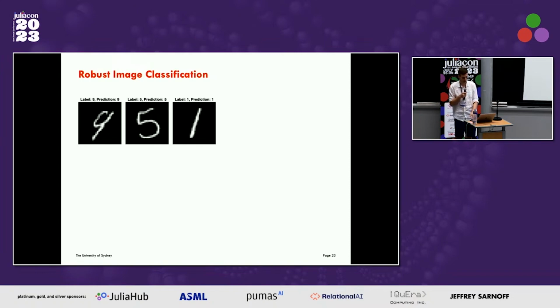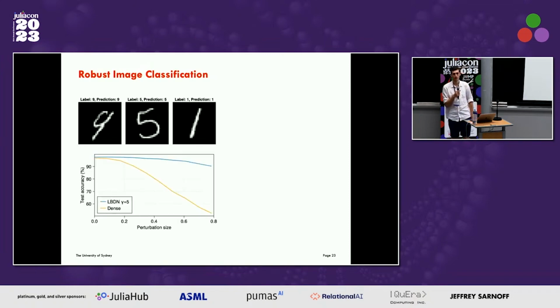The cool part is what happens when I perturb the image. On the x-axis of this graph, I have the perturbation size. I'm just adding random noise to the image as a percentage of image pixel strength, a uniform random sampling. So the 0.8 means that the largest disturbance is 80% of the original, sorry, 80% of a full pixel value.